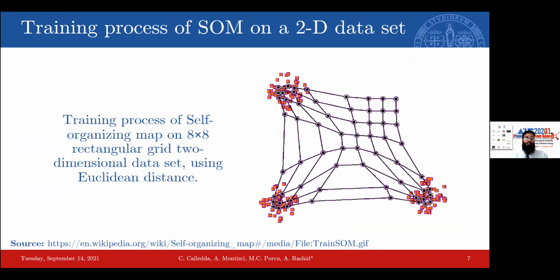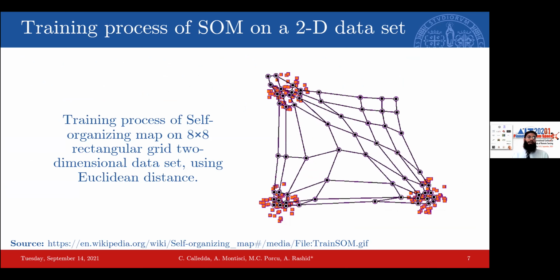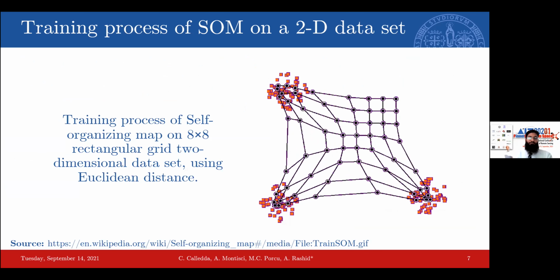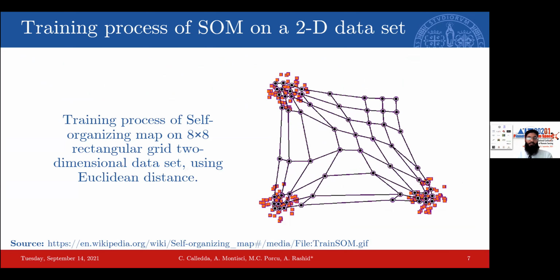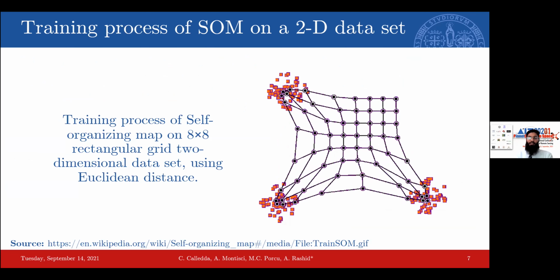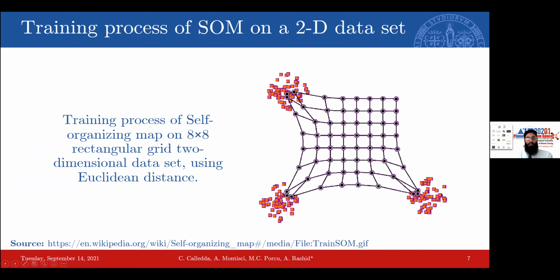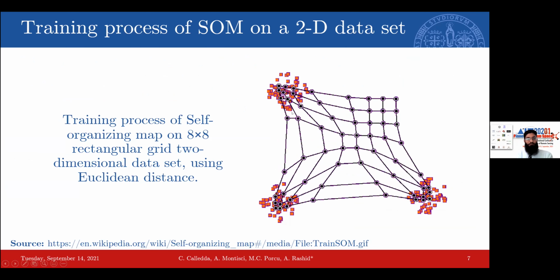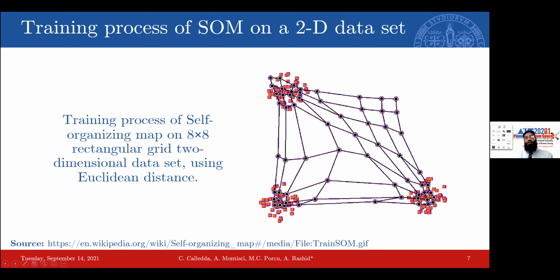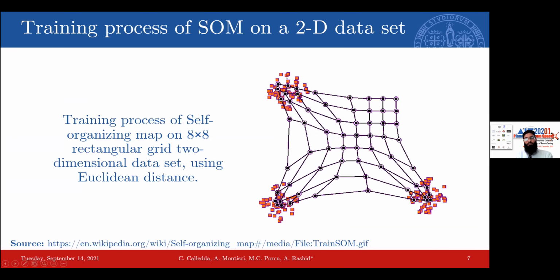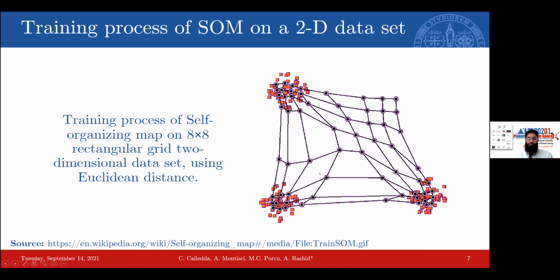So after getting the data, what do we do? We apply a self-organizing map algorithm on it. And this is an example. Here you can see we have 3 different clusters, and we made an 8x8 grid. And on the basis of Euclidean distance, the clusters have been trained to find where each cluster appears.